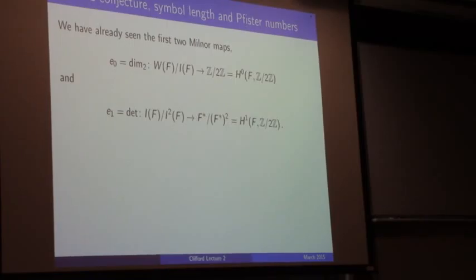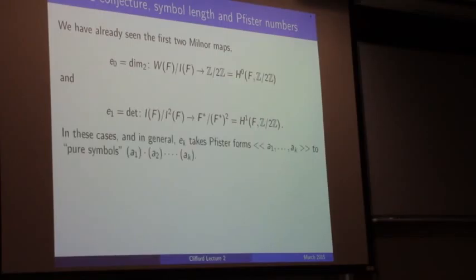So the 0th power of the fundamental ideal is the Witt ring itself. Modulo the first power is isomorphic to H0, which is just the integers mod 2. So e0 is my dimension map, and e1 is the determinant map. So the determinant takes us to F star mod F star squared, which is H1. Okay, I guess I did say it on the slides. So this just repeats what I said here.